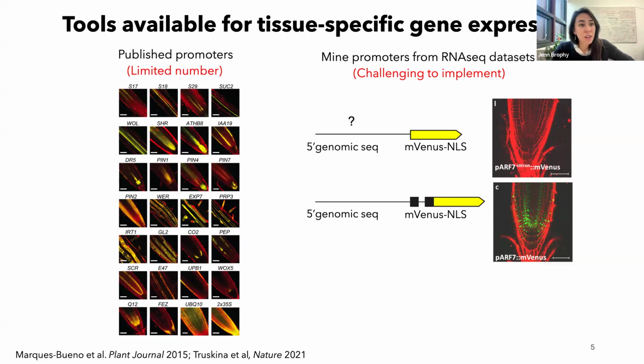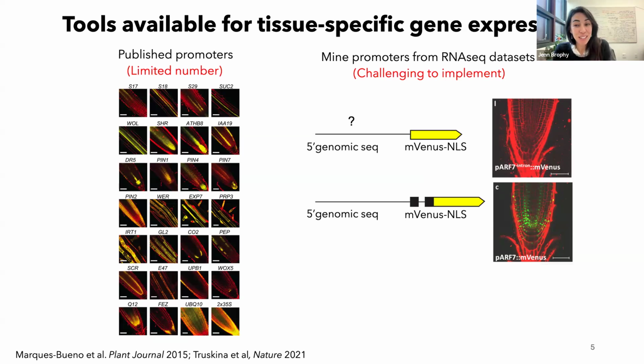So when they tried troubleshooting this, they went back and they took not just the 5' genomic sequence, but actually the first intron and exons of this gene and fused that entire thing to M. venus. They then recovered the expression pattern in the root tip of Arabidopsis that they were expecting. Now, what that tells us is that there's information in this first intron and exon region that's important for driving ARF7 expression in the root tip tissues of Arabidopsis.